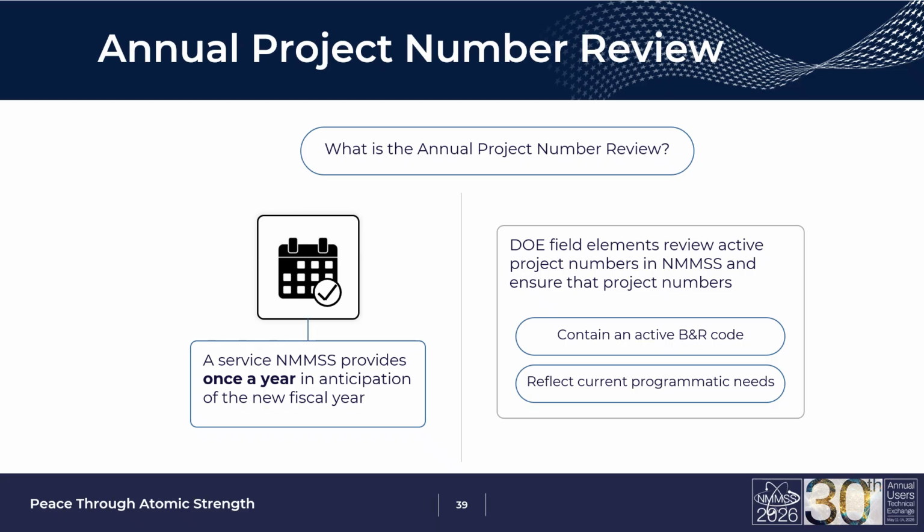The annual project number review is a service provided by NMMS once a year in anticipation of the upcoming fiscal year. Department of Energy field elements review active project numbers defined in NMMS for the current fiscal year to ensure that the project numbers contain active budget and reporting codes and reflect current programmatic needs.